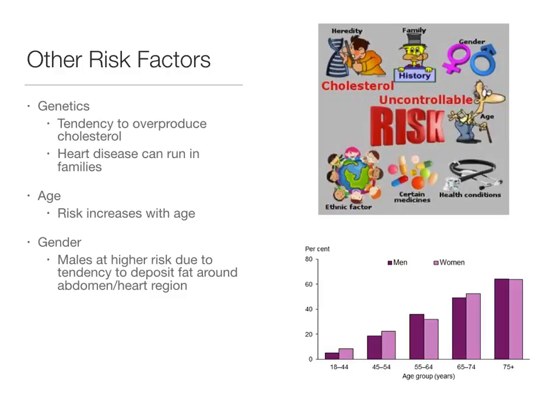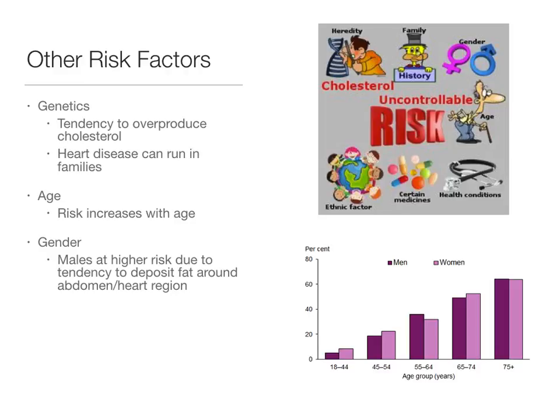Finally, there are other risk factors which are considered uncontrollable, things like genetics. We may be born with a predisposition to overproduce cholesterol, and heart disease can run in families. Unfortunately, the risk of cardiovascular disease increases with age, as shown in the graph at the bottom right of the screen. You can see an almost linear trend from the age group of 18 to 44, where there is a very low risk of cardiovascular disease, up until the age group of 75 plus, where the risk for both males and females is well above 60%.